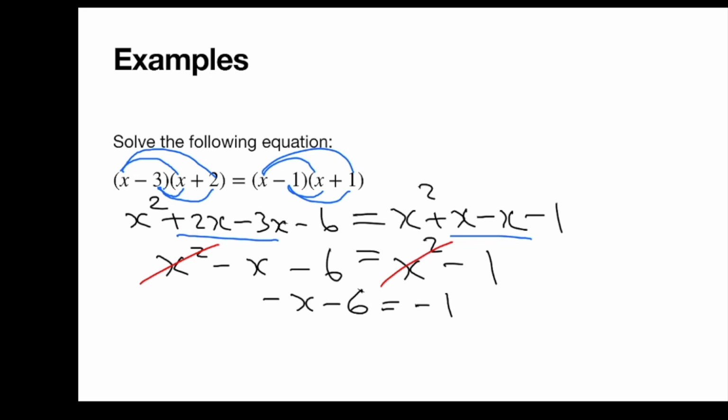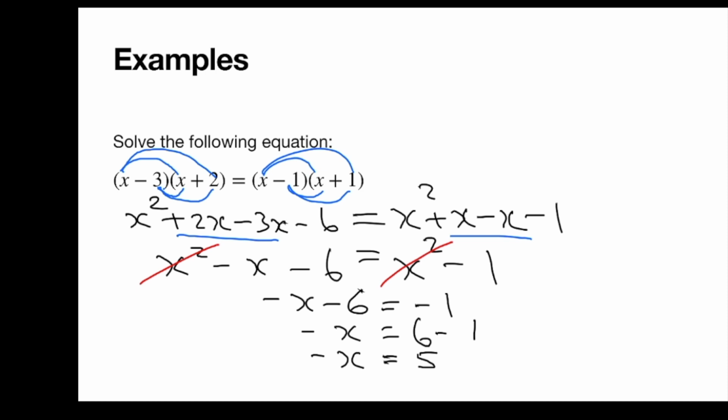We can collect our like terms now. I'll leave the x term on the left-hand side, so it stays on the left-hand side as negative x. Then I move the minus 6 to the right-hand side. It's a minus 6 on the left-hand side, so it becomes a plus 6 on the right-hand side. I can just write it as a 6. So that is 6 minus 1. So our left-hand side is minus x, and the right-hand side simplifies to 5.